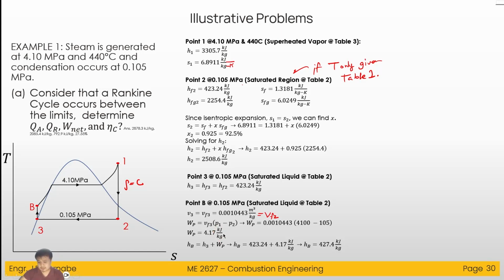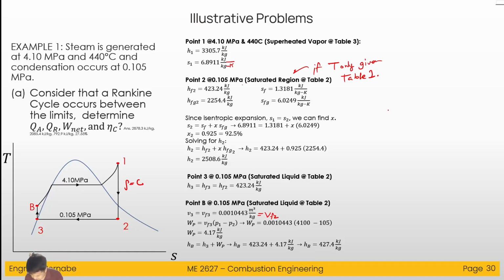Okay. So after finding the pump work, we can now find the HP, or the enthalpy at point B. So for the point B, it is just using the energy balance. You can find HP by adding the pump work and the fluid enthalpy at point B, which is this. We have 423.4 plus 4.78 is 427.4. So now to find everything.